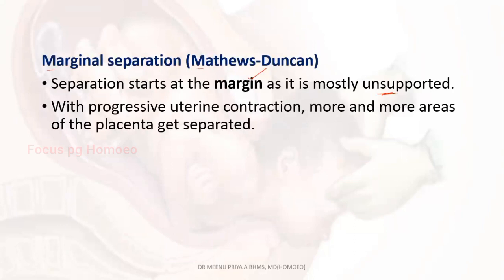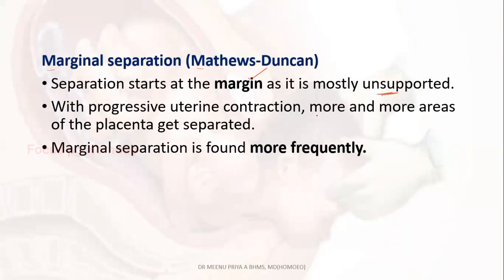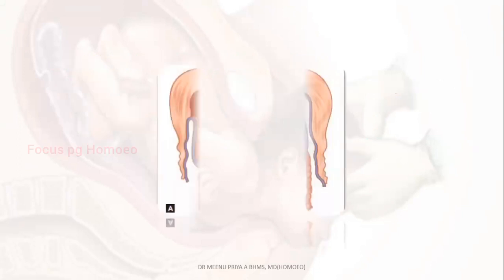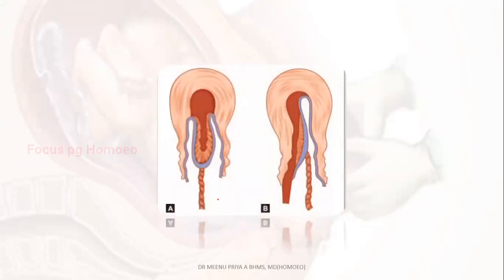With progressive uterine contraction, more and more areas of the placenta get separated. But because it is mostly unsupported, more frequently marginal separation is the one that occurs. So the most common type of separation is marginal separation. Here you can appreciate the types of placental separation. This is central, this is marginal separation of the placenta, and this is the retroplacental hematoma.